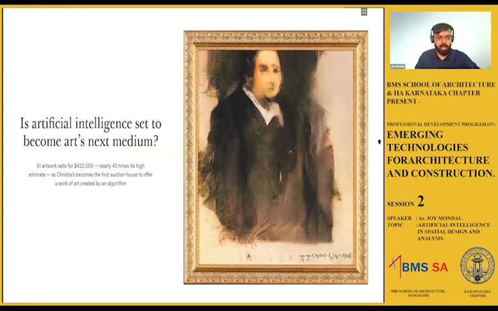all of that changed in 2018 when Christie's, which happened to be at that time one of the leading art auctioning houses based out of London and New York, sold this particular portrait. It goes by the name of Portrait of Edmond de Bellamy. And if you notice at the bottom right of this portrait, it's not signed by an artist, or rather, an equation is signed onto the painting.